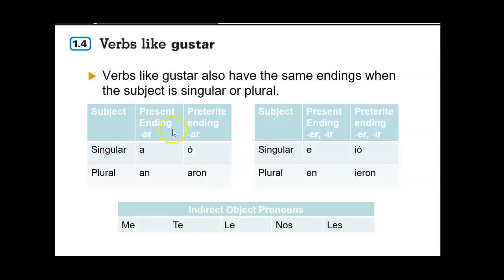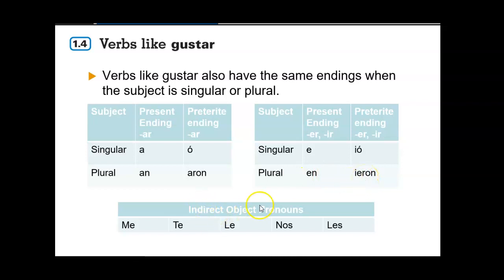I went ahead and gave you all the verb endings. So for present ending, you're only going to use a if it's one thing that I like. So if I say, I like volleyball, me gusta el voleibol, I'm going to use this one. If I want to do past tense, I'm going to say, me gustó el voleibol. So I liked the volleyball game. If it's more than one, I'm going to use an or aron. The same thing for present tense, er, ir verbs have the same endings. It's either going to be an e or an ió, en, or ieron.